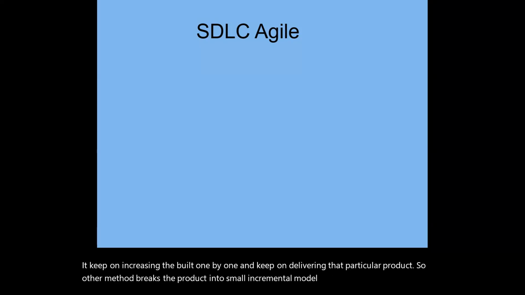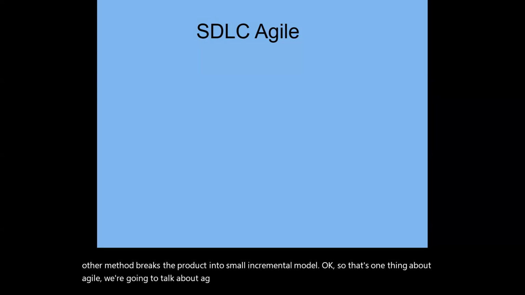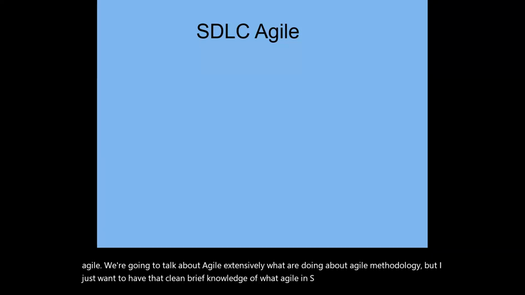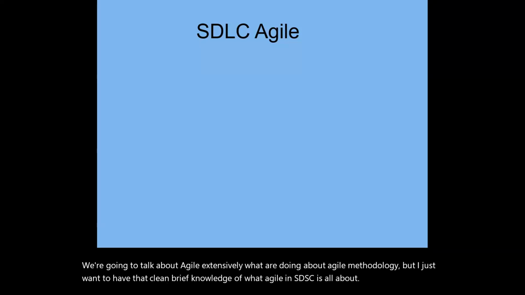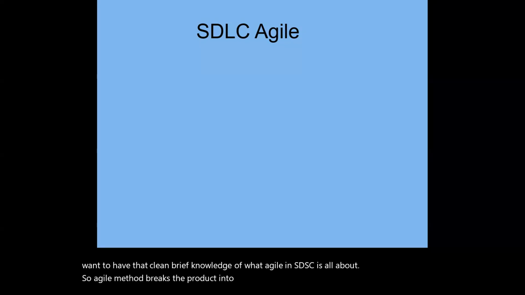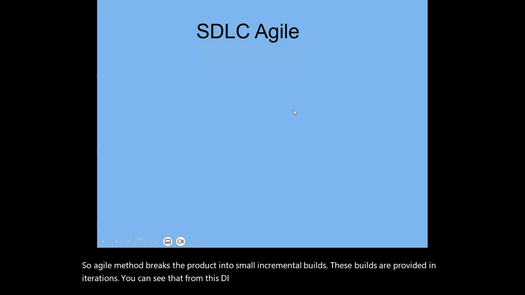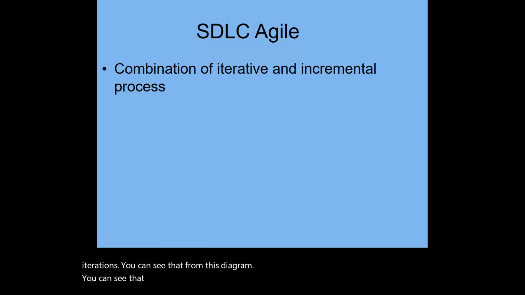So the Agile method breaks the product into small incremental builds. That's one thing about Agile. We want to talk about Agile extensively, but I just want you to have a clear, brief knowledge of what Agile in SDLC is all about. These builds are provided in iterations. You can see from this diagram the combination of the iterative and incremental process. So that's what Agile is.